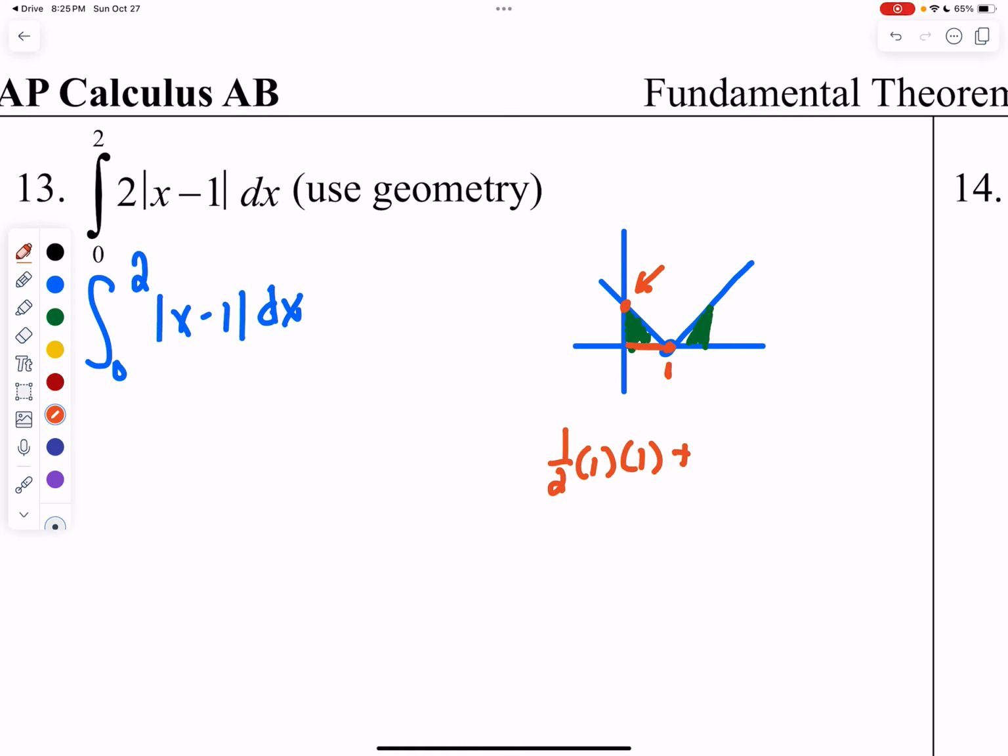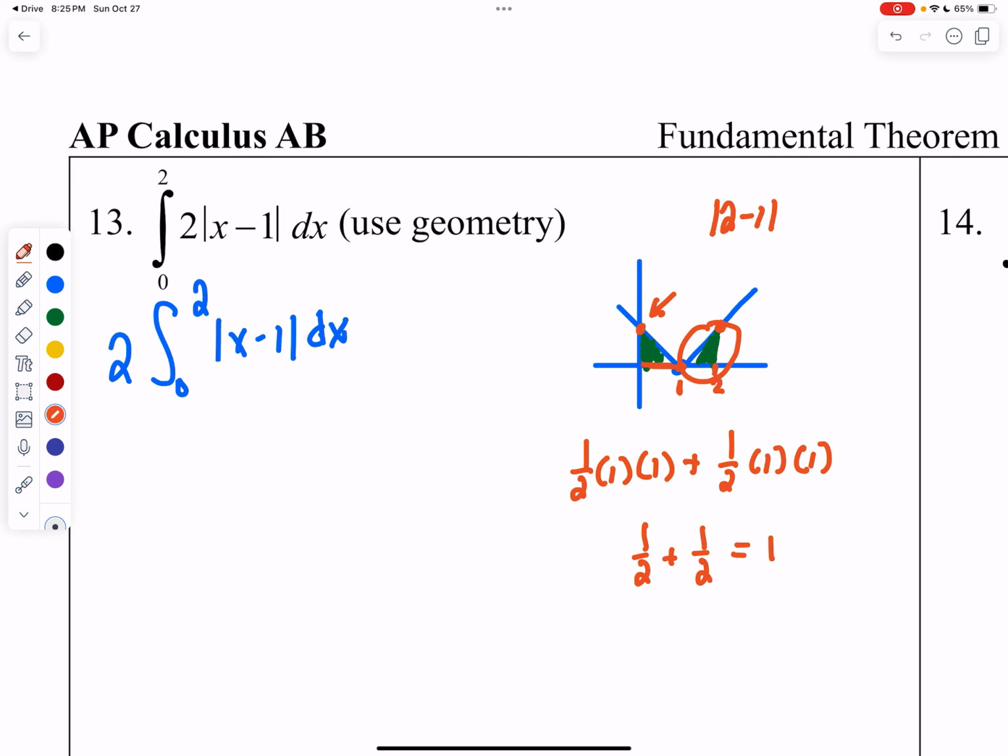Same thing with this right here on the right side. My distance from 1 to 2 is just going to be 1. And then my height, if I were to evaluate 2, is 1. So then we get 1/2 plus 1/2, which is 1.